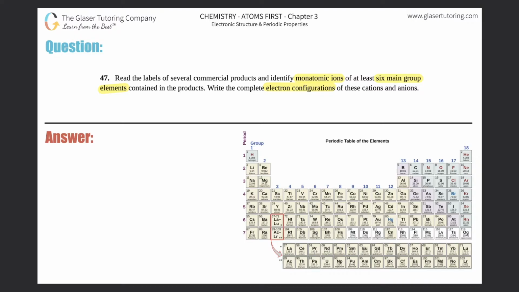Okay, so now the last question was at least 4. Now they're bumping it up to at least 6. That's cool, but that's okay. All right, so we just have to find 6 main group elements contained in the products.